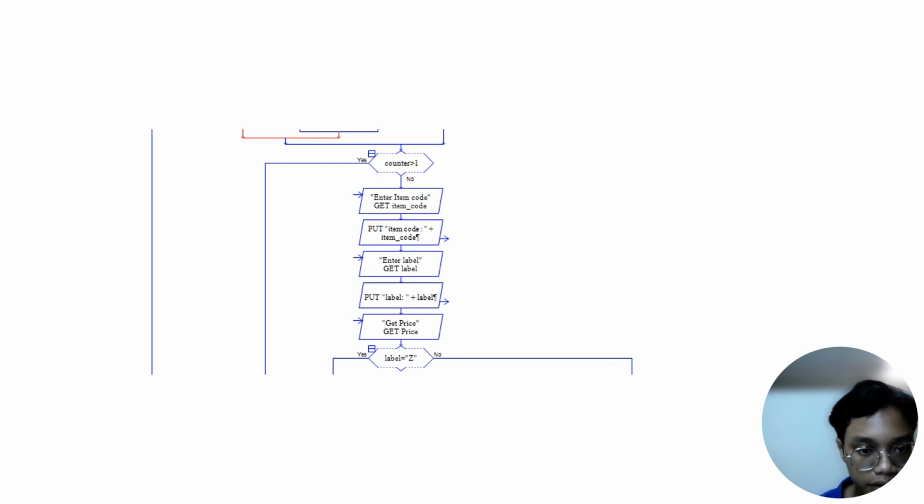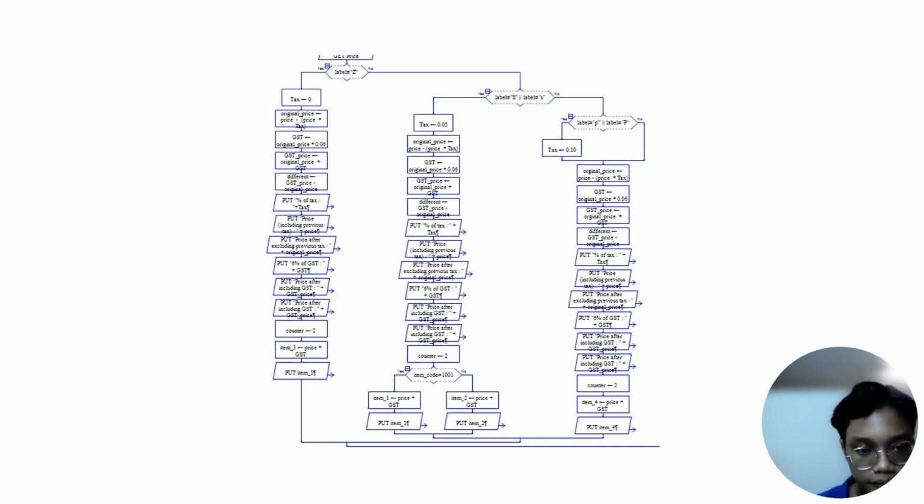You must enter the item code, then it will display it. Enter the item label, then it will display the label, then enter the price. Then, depending on the item label, it will go according to its selection. If the item label is Z, it will go to Z. If the item label is S, it will go to S. If the item label is P, it will go to P.